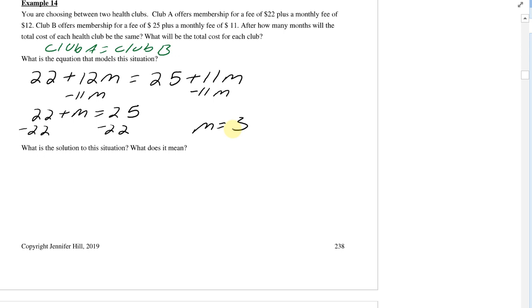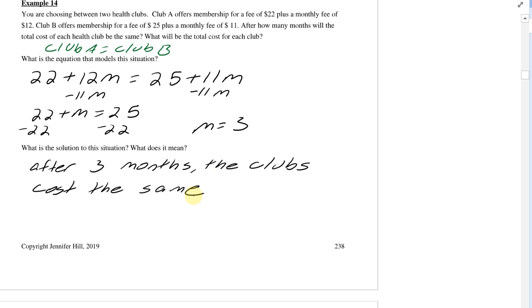So the solution to this is that after 3 months, the clubs cost the same, but we also need to answer what the total cost for each club will be. So maybe I'll just do this total cost calculation. To figure that out, you need to plug in 3 into either one of these sides, right? After 3 months, they should be equal. So I will plug this into the first one. 22 plus 12 times 3, what does that equal? That's 22 plus 36. Ultimately, that equals 58.